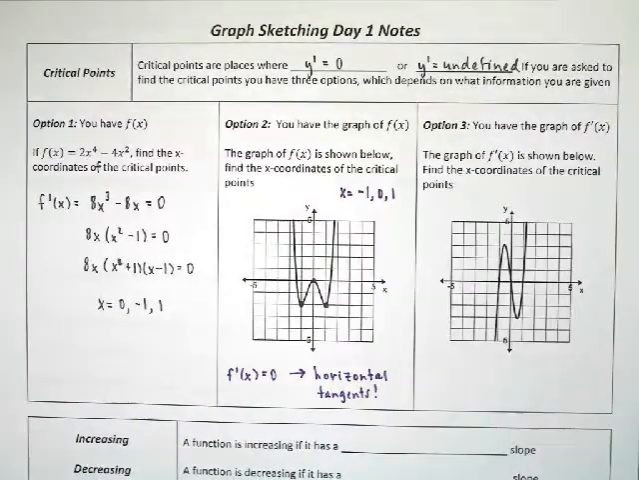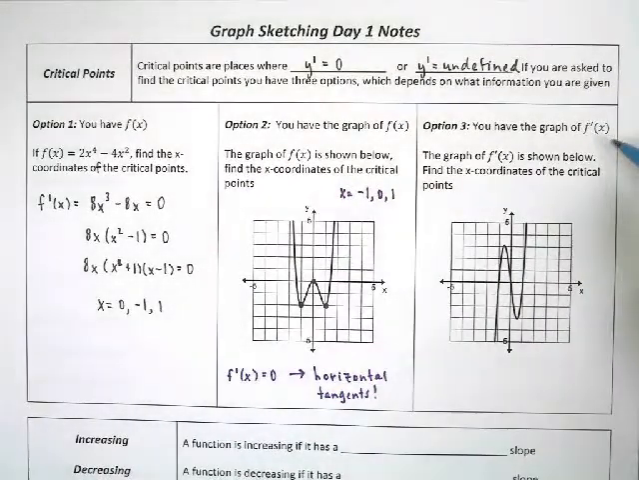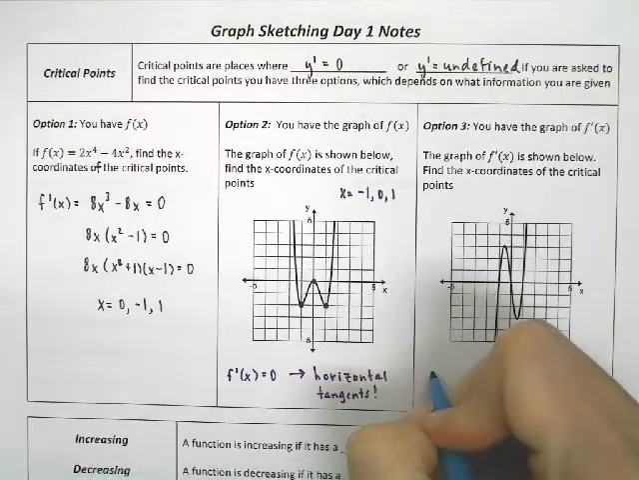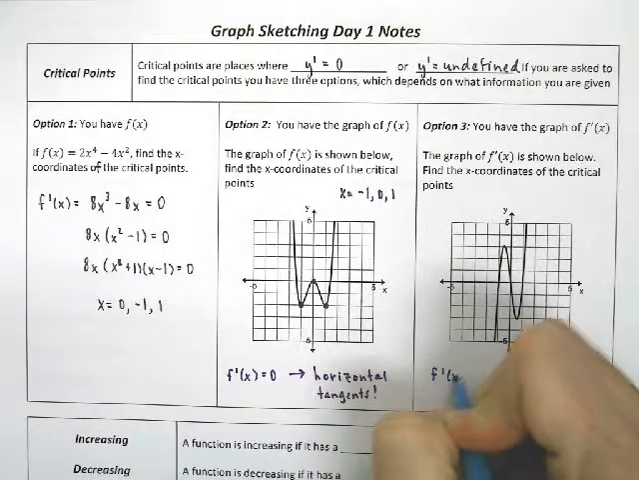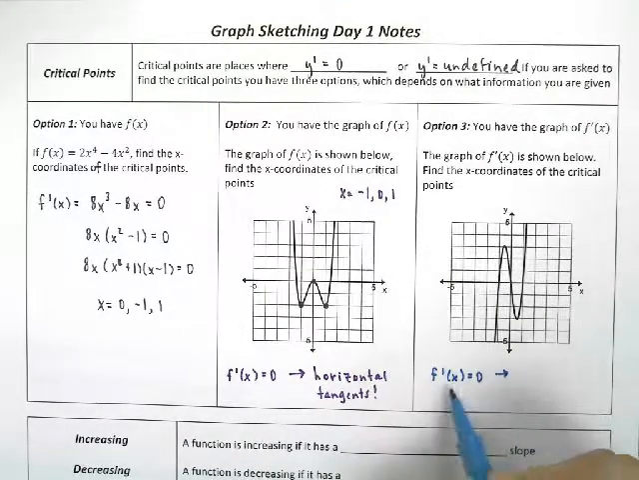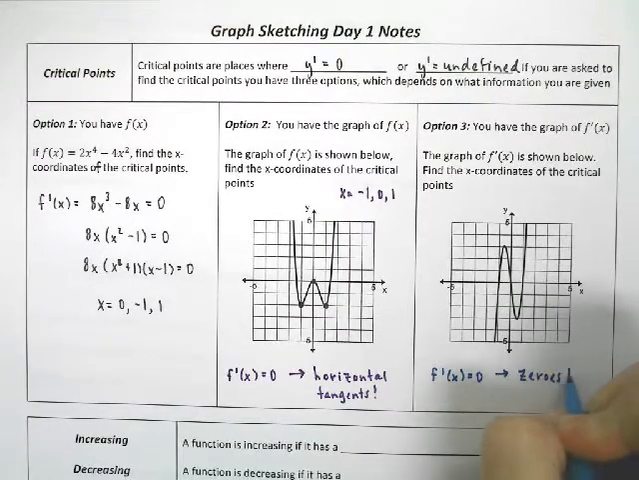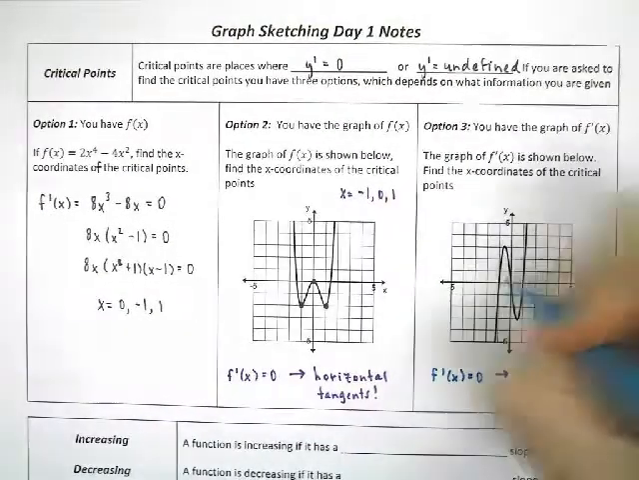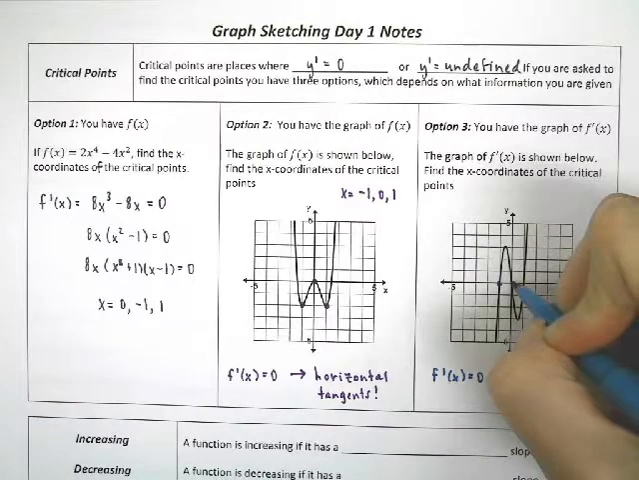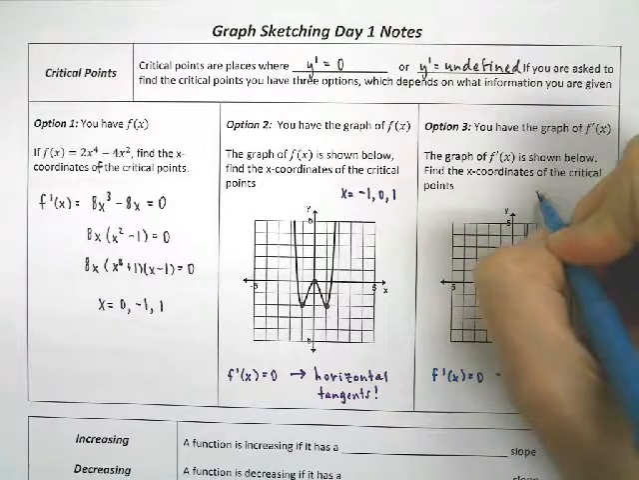Now the last way we might be asked to find this is if we have the graph of f prime of x. So here we're given the graph of f prime of x and again asked to find those critical points. Again, we said to find the critical points, it's where f prime of x is equal to 0. So in this case, since we're given f prime of x, we know we're looking for the zeros of this graph. So my zeros are here at negative 1, at 0, and then I cross again at 1.